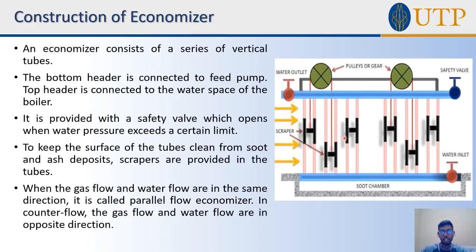The construction of the economizer consists of a series of vertical tubes. The bottom header is connected to the feed pump. The top header is connected to the water space of the boiler. It is provided with a safety valve which opens when water pressure exceeds a limit. To keep the surface of the tubes clean from soot and ash deposits, scrapers are provided in the tubes.